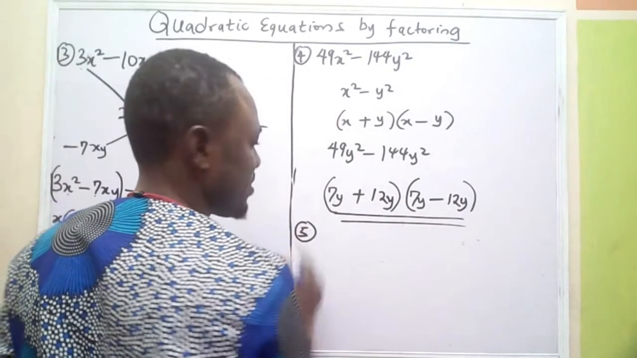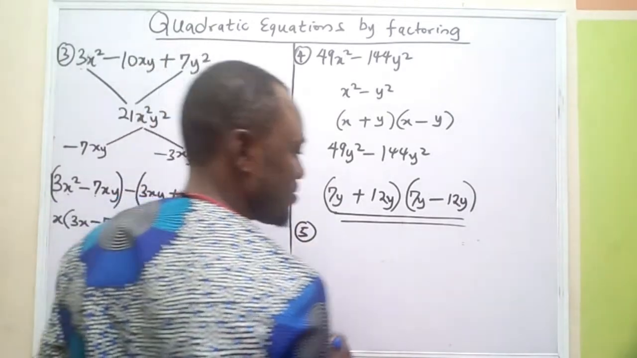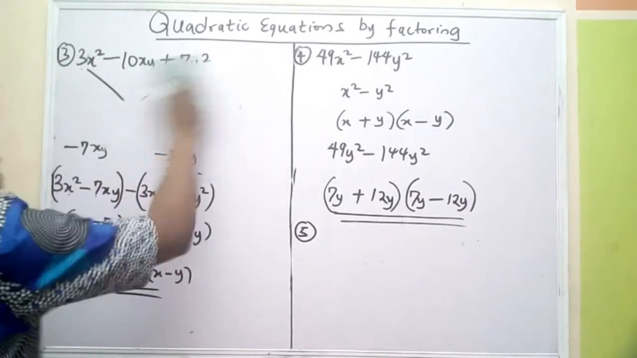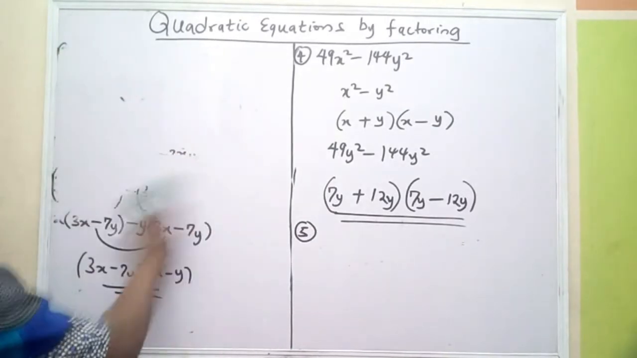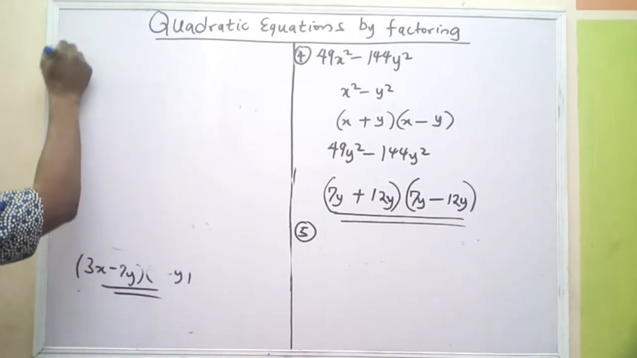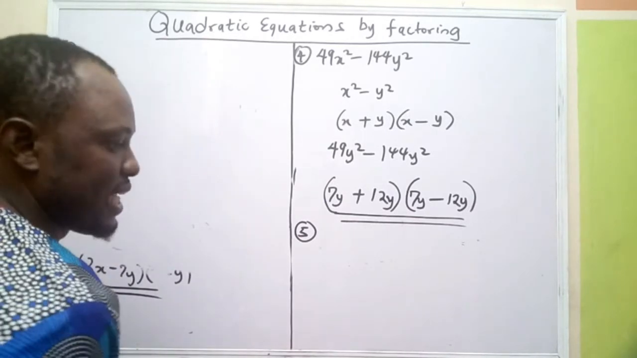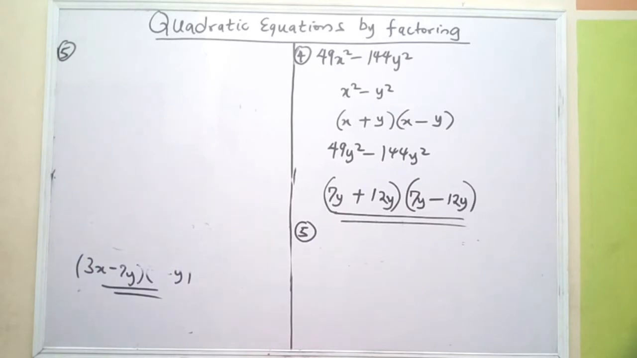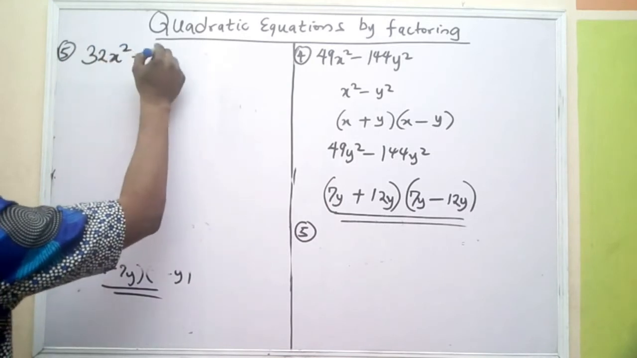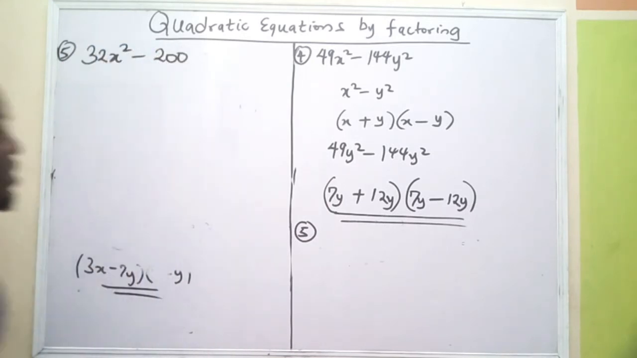So let me do number 5. I'm going to solve number 5 here. Quickly, number 5, I have 32x squared minus 200. Now, in difference of two squares, you can see that they are all perfect squares.